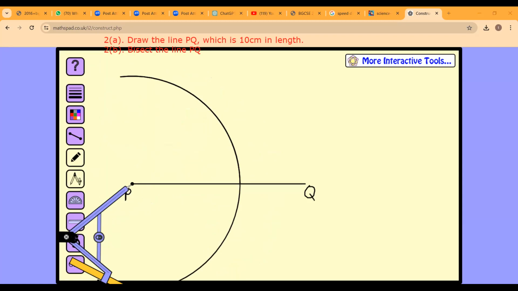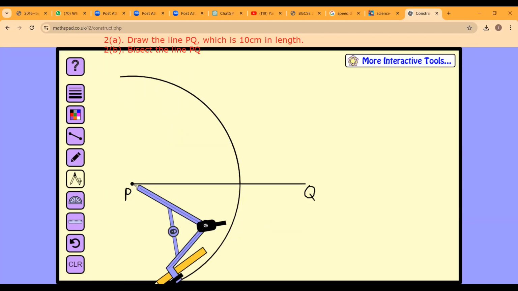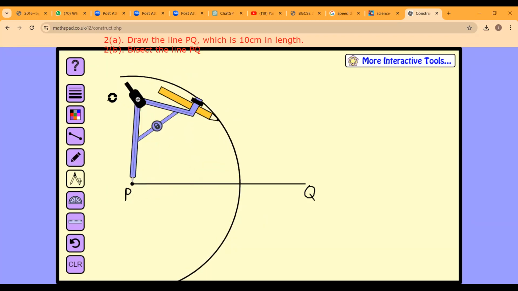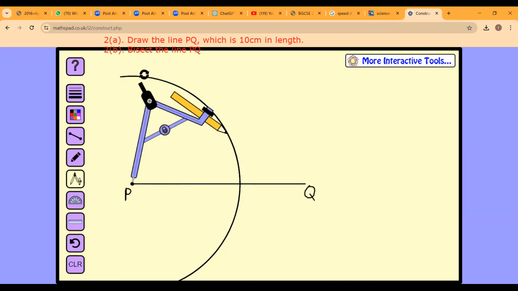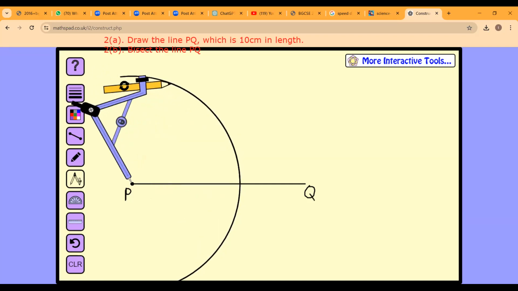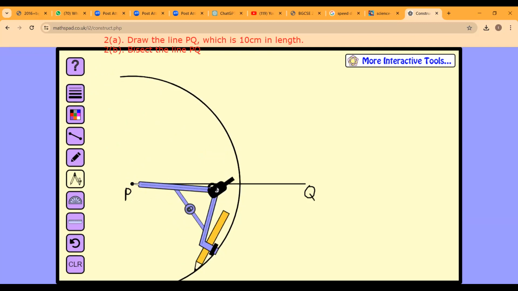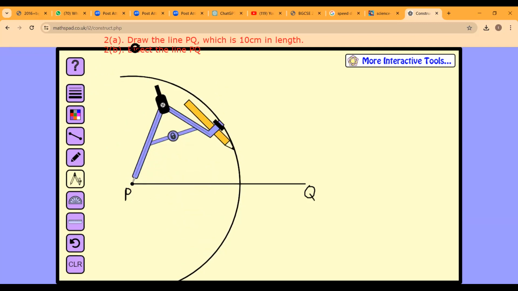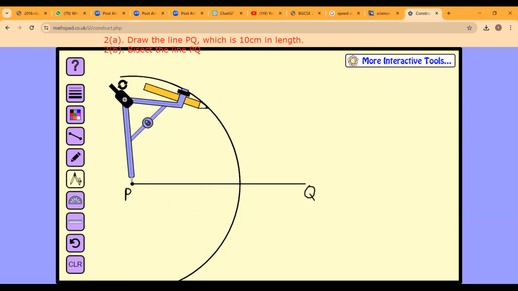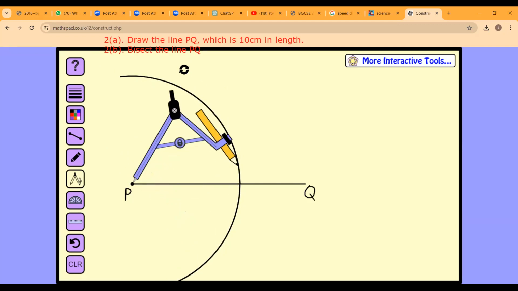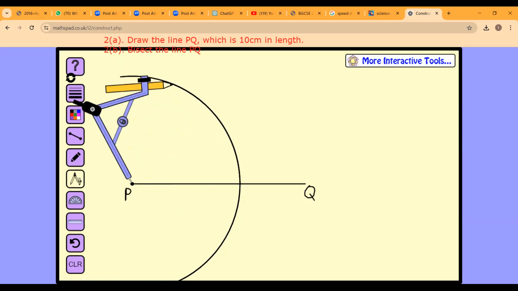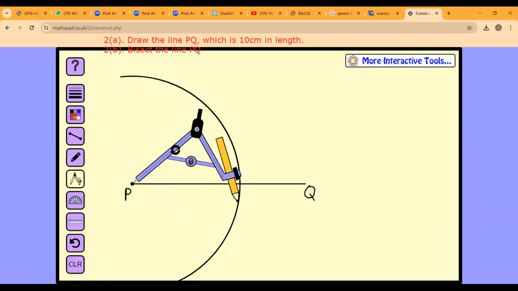So again, if you have a compass, you draw an arc, and your arc should be above and also below. Do we understand that? Let me know if you understand that. Yes, sir. So the first step is drawing an arc at P.